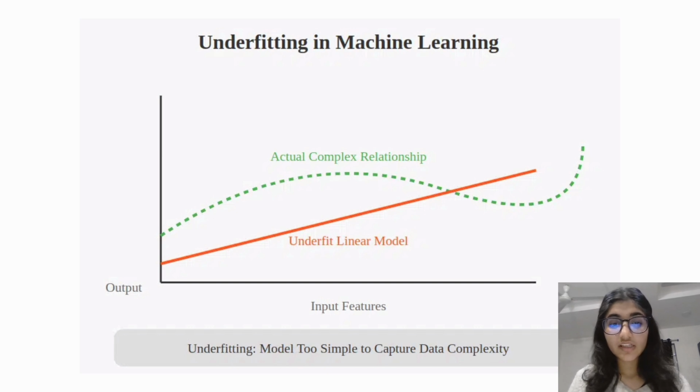Now, this is the diagram of underfitting in machine learning. The dotted line is again the actual complex relationship, and the underfitting linear model is the red line. So this is how the model fails to capture the underlying patterns.